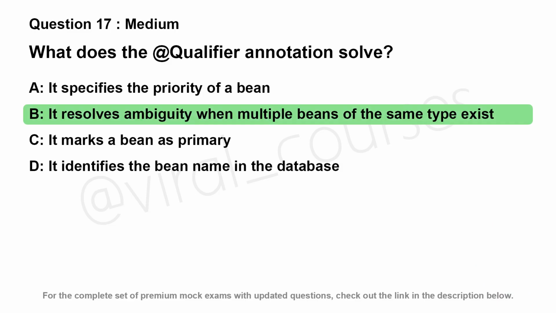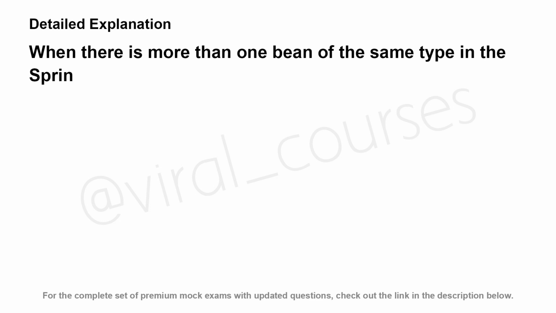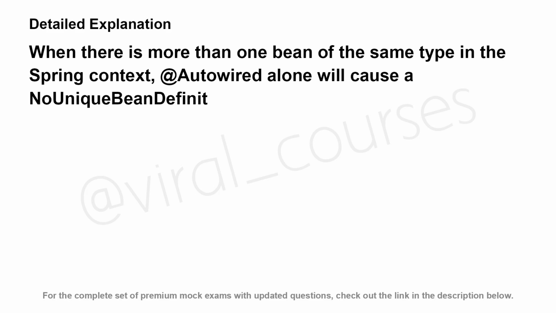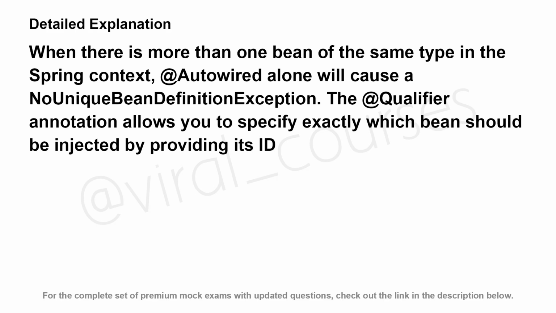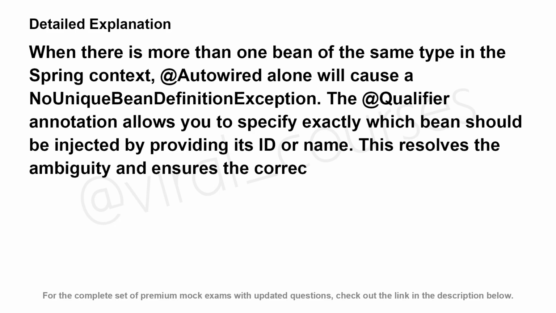The correct answer is B. When there is more than one bean of the same type in the Spring context, @Autowired alone will cause a NoUniqueBeanDefinitionException. The @Qualifier annotation allows you to specify exactly which bean should be injected by providing its ID or name. This resolves the ambiguity and ensures the correct dependency is provided.